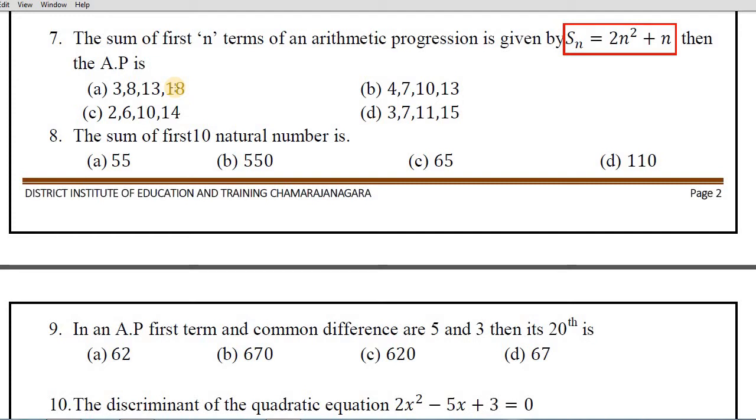Now you will be having a and d values. So from that we can form an arithmetic progression. So that is option D, it is right: 3, 7, 11, 15.